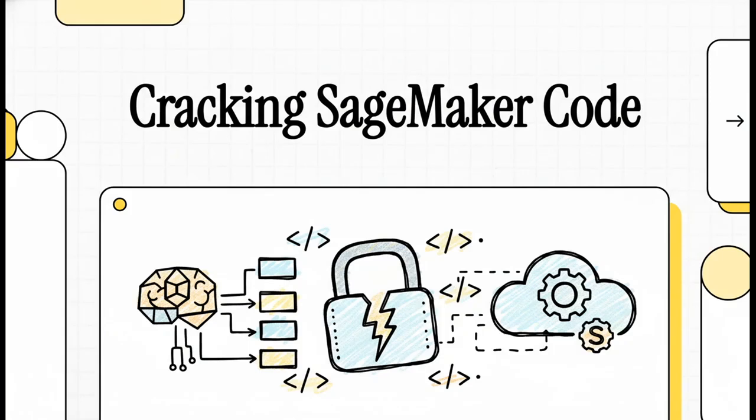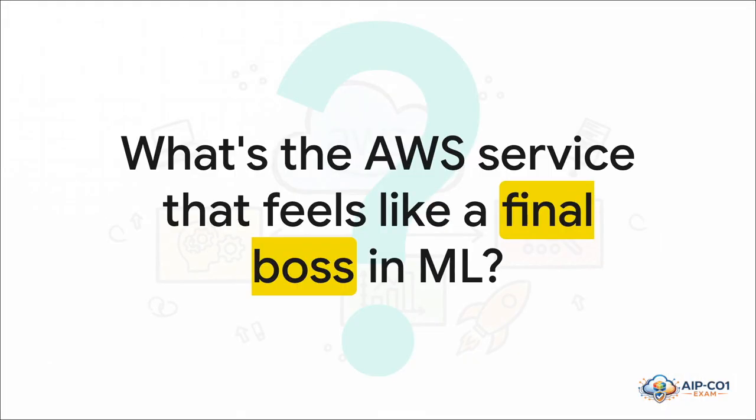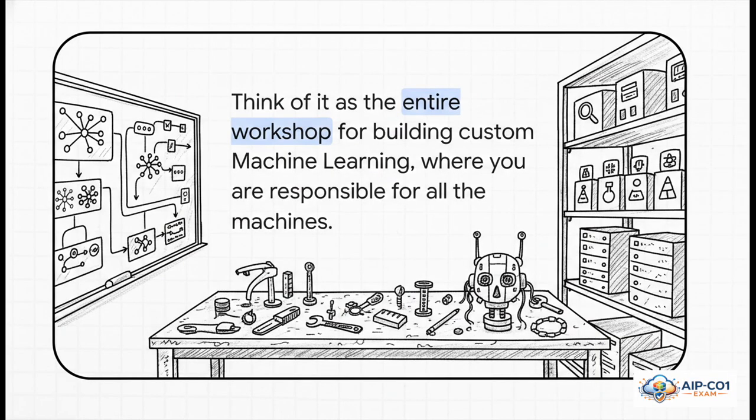All right, today we're diving deep into one of the biggest, most powerful services in the entire AWS machine learning world, Amazon SageMaker. We're going to crack the code on this thing. So let me ask you something. When you're building out an AI solution on AWS, what's that one service that just feels like the final boss in a video game? You know, the one that's super powerful, but maybe just a little bit intimidating to approach. Yeah, you guessed it. It's Amazon SageMaker.